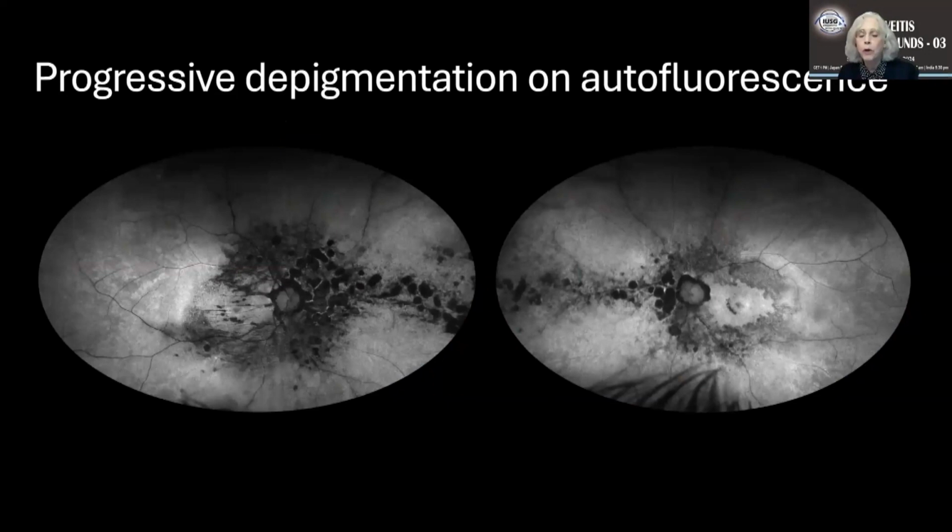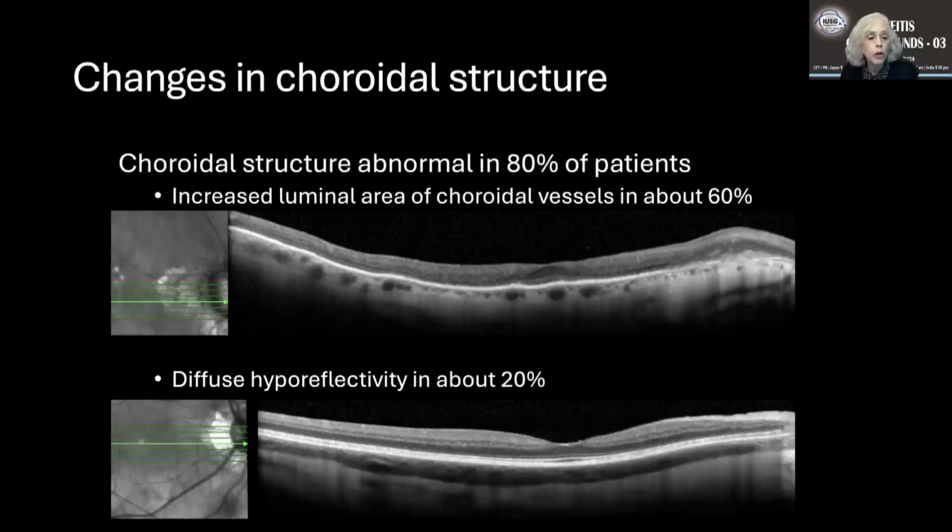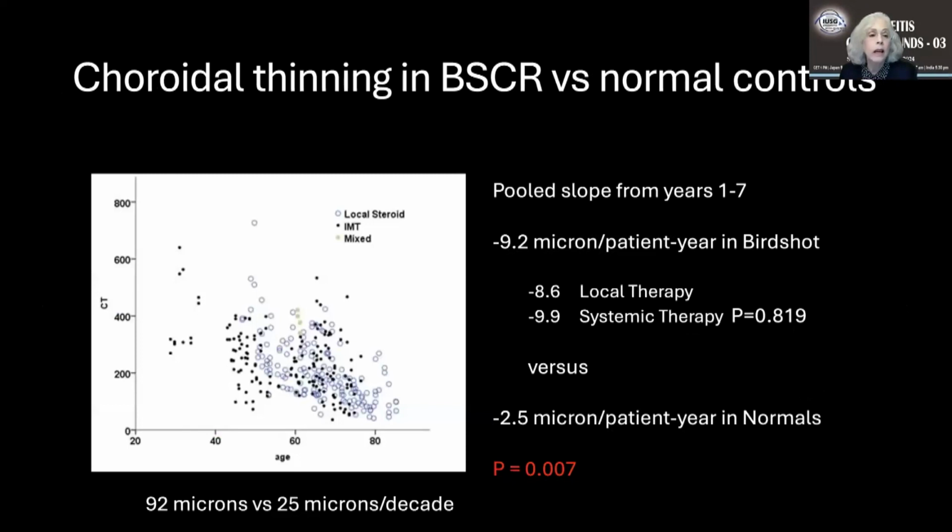And at this point, the focus switches to autofluorescence, where you can see the damage in the RPE and the full thickness atrophy as well. And this can become very advanced and very disabling for patients. We also see choroidal structure, as was mentioned. You initially will just see that the choroidal vessels look more prominent. There's an increased luminal area, but then you can get a diffuse hyperreflectivity and thinning. And we actually looked at this, and the rate of choroidal thinning in birdshot is greater than in normal controls.